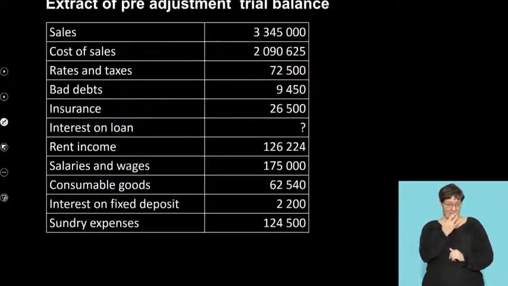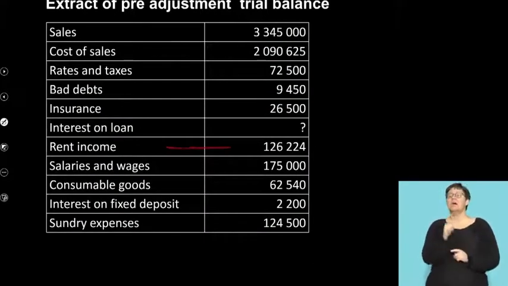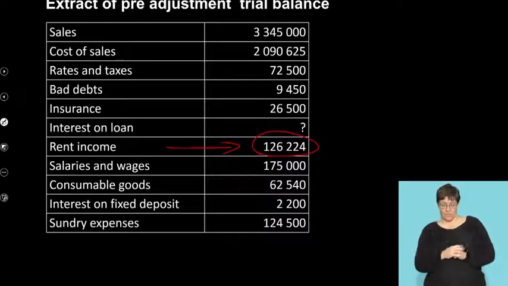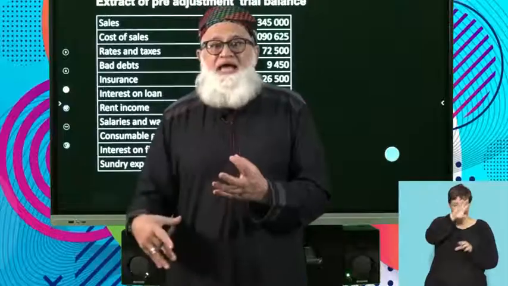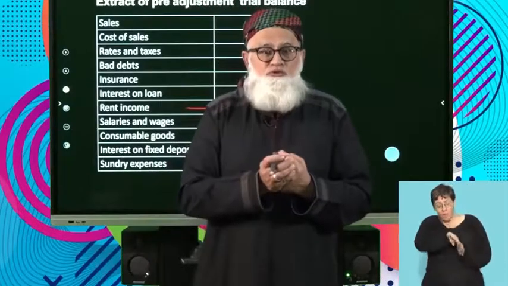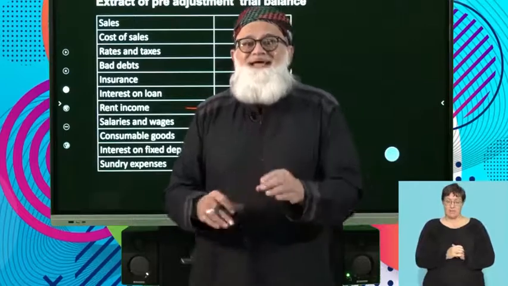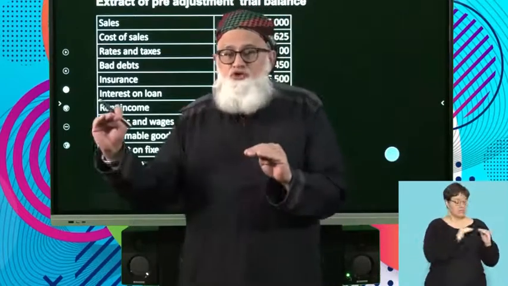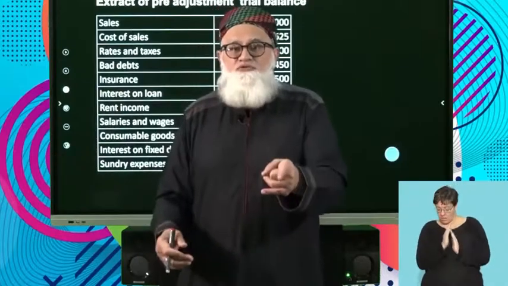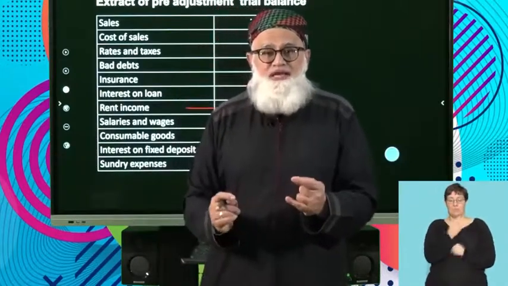Okay, here we go. My rent income figure is 126,224. Remember, that figure includes January, which I now need to remove, okay? But the rental was not constant throughout the year. There was a change in my rental, as a result of which I now do the following calculation.